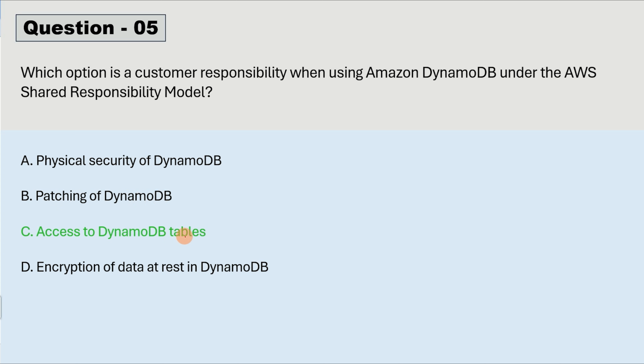So option C is correct here because physical security is taken care of by AWS. Patching is also not performed by the customer. Encryption is automatically done. So option C is correct here.